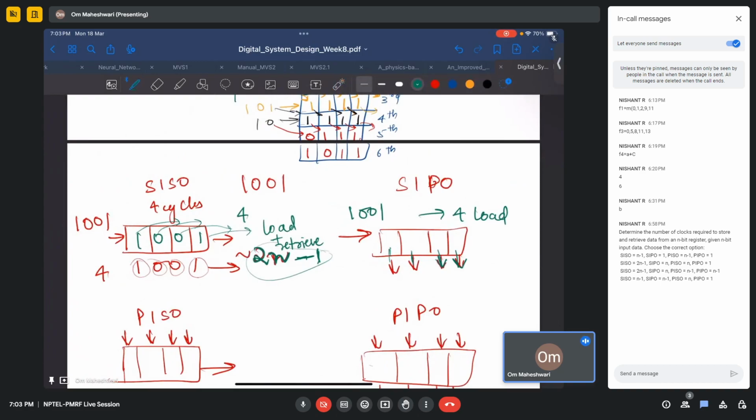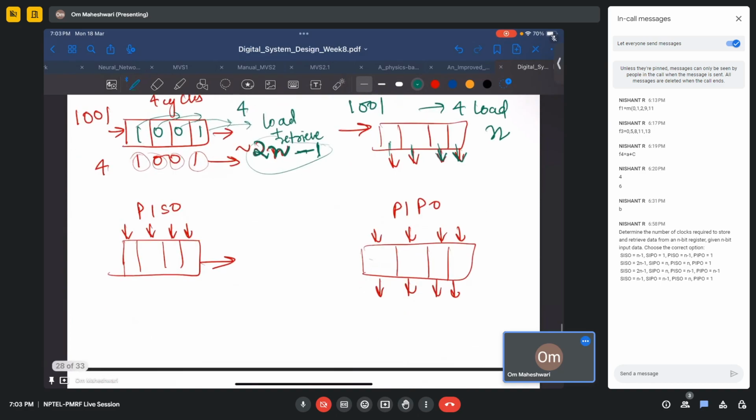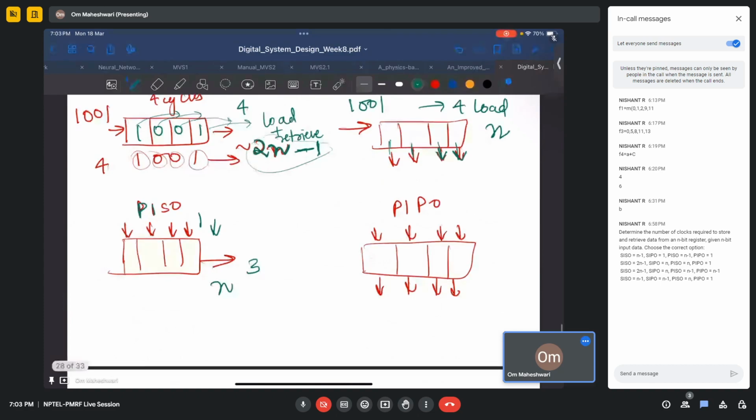So for SIPO, if we have N bits, it will be N. PISO, parallel input, so 1 cycle for loading and 3 cycles for output. It will also be approximately N. PIPO, it will be just 1 cycle for loading, 0 cycles for output. Once you have loaded, you are reading all 4 together. So it will be 1. So the answer can be 2n minus 1, n, n, 1. So option B according to me.